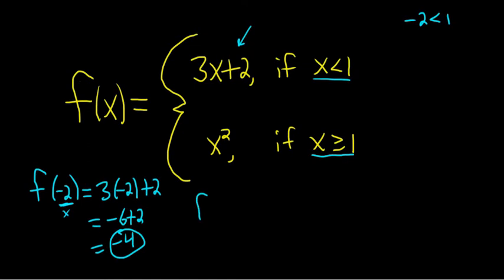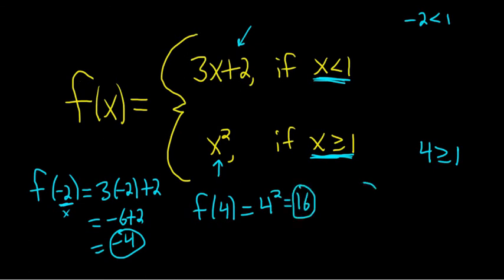Let's try f of 4, just making these numbers up. So again, we look at our pieces. x less than 1, and x greater than or equal to 1. So which one is true? Well, it looks like the bottom one is true because 4 is greater than or equal to 1. So we use the second piece this time. So we replace all of the x's with 4's, so 4 squared, so we get 16.